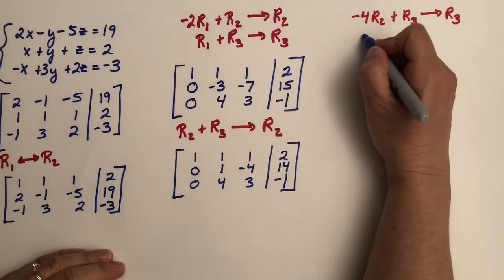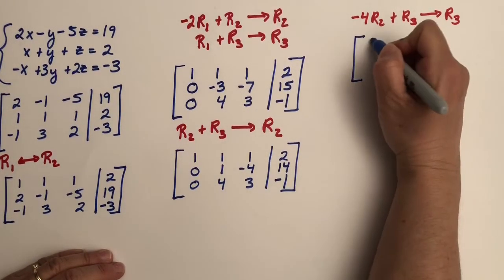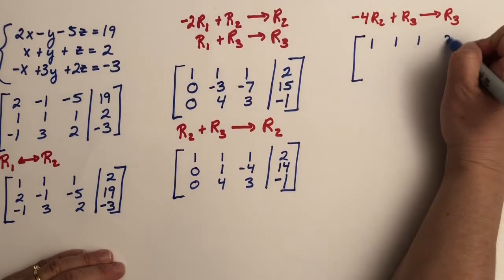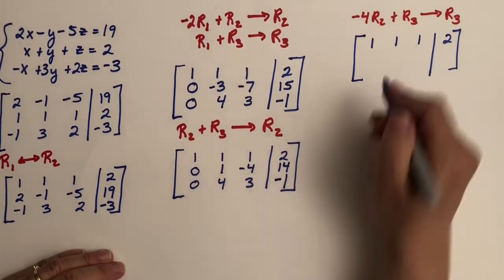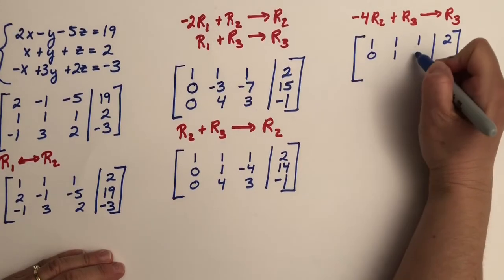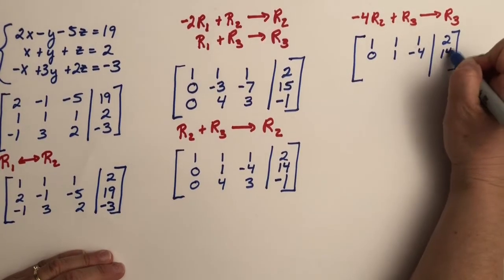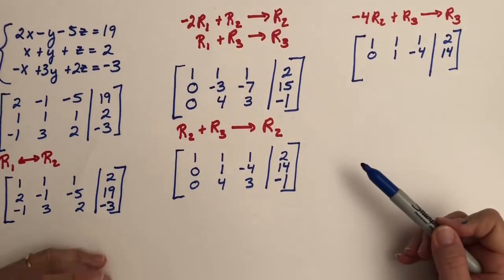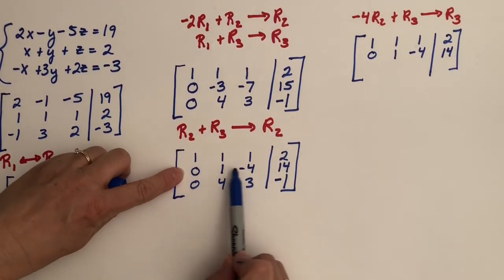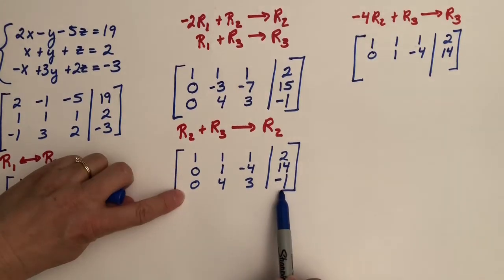So my first row is unchanged, 1, 1, 1, 2. And actually my second row is unchanged as well. And now here we go. We're figuring out row 3. We're multiplying this row by -4 and adding it to row 3.